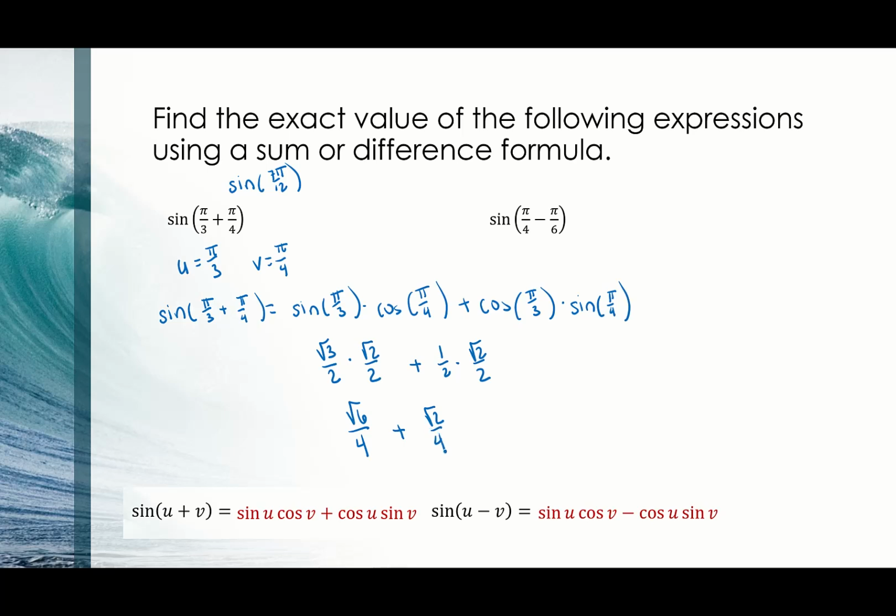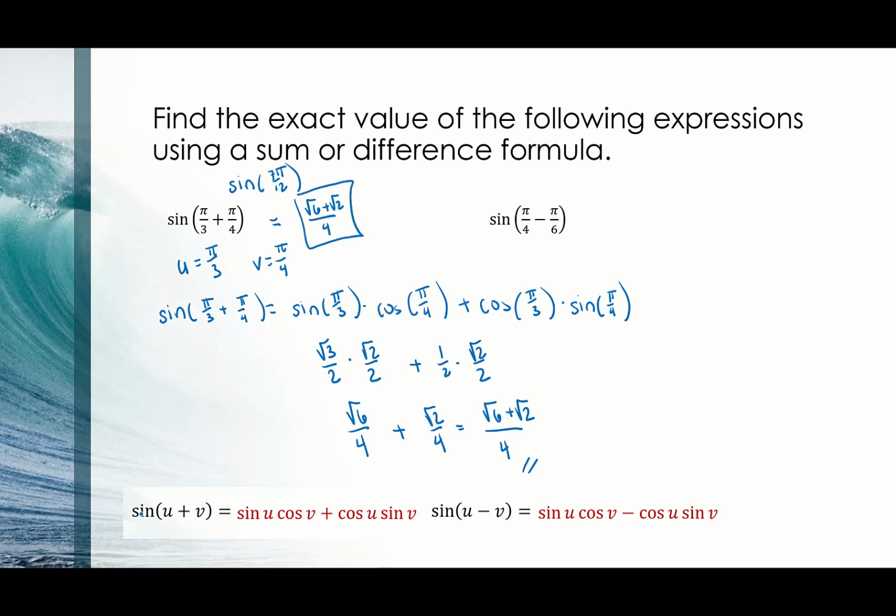Good thing I do have that common denominator, because now I can add the square root of 6 plus the square root of 2. They are not like radicands, so I do have to leave them separate when adding, and I just get root 6 plus root 2 all divided by 4. And that would be my final answer, my evaluation of sine of pi over 3 plus pi over 4. So maybe I come up here and I just put my final answer, root 6 plus root 2 all over 4.